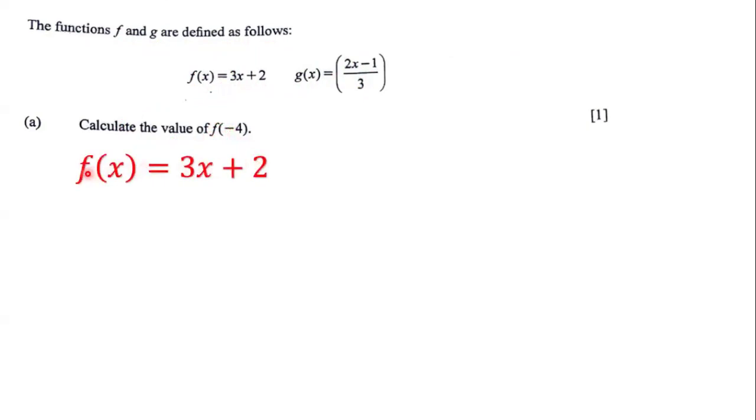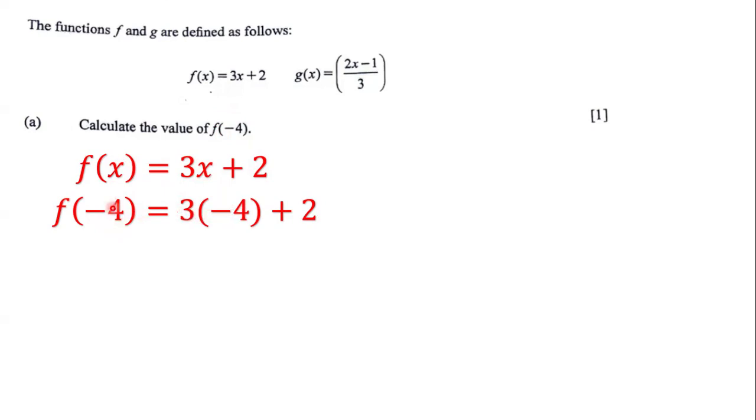And so we have f of x, and f of x is equal to 3x plus 2. Now, what is f of negative 4? Well, f of negative 4 means that we're going to put negative 4 wherever we see x. So we have x here, so we put negative 4, and we have x here, so we put negative 4.